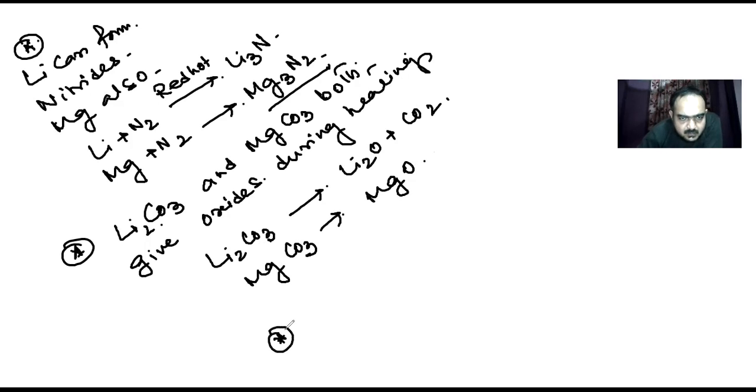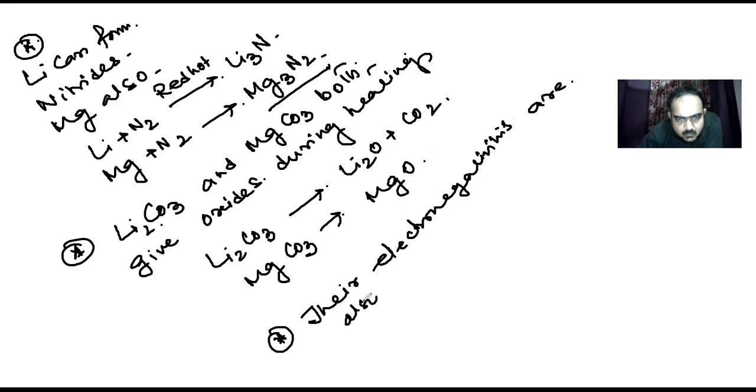Number three, their electronegativities are also similar.